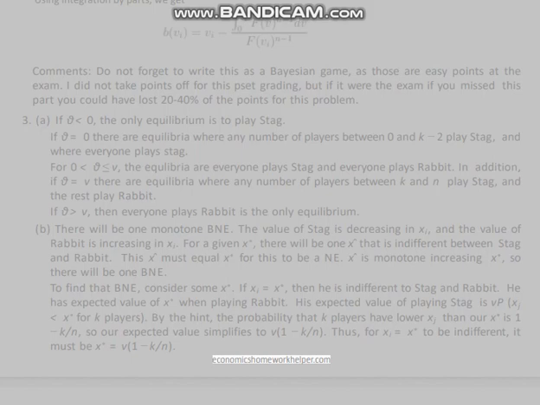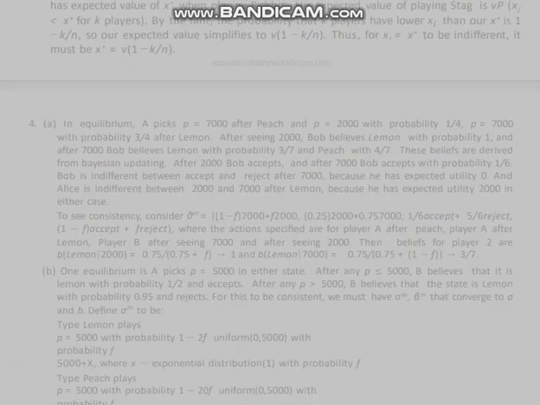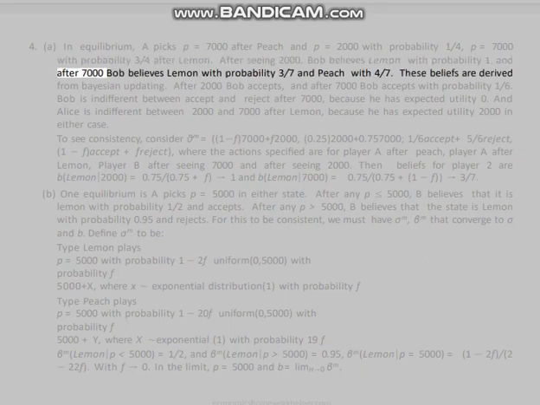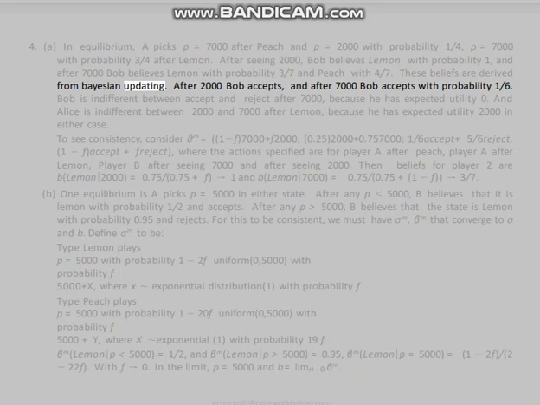4a. In equilibrium, A picks P equals 7,000 after peach, and P equals 2,000 with probability 1/4, P equals 7,000 with probability 3/4 after lemon. After seeing 2,000, Bob believes lemon with probability 1, and after 7,000 Bob believes lemon with probability 3/7 and peach with 4/7. These beliefs are derived from Bayesian updating.